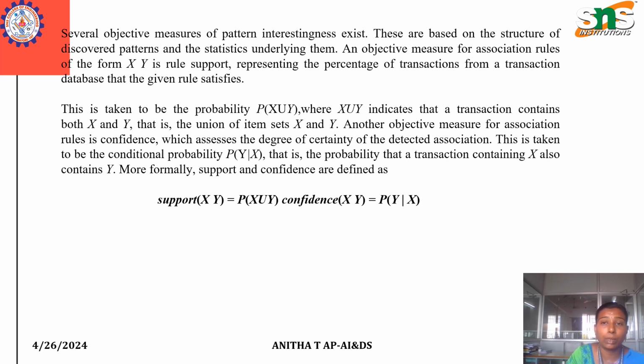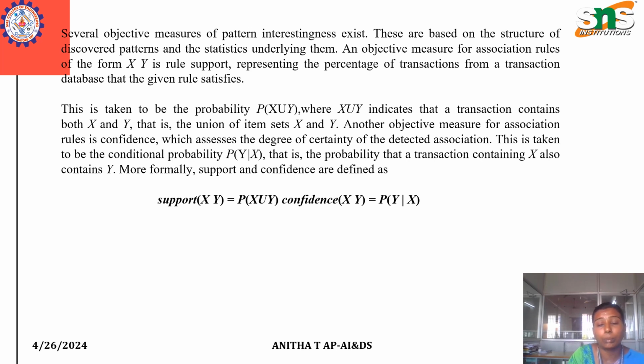An objective measure for association rules of the form X implies Y is rule support, representing the percentage of transactions from a transaction database that the given rule satisfies. Here, the probability of X union Y indicates that a transaction contains both X and Y, that is, the union set of item sets X and Y.